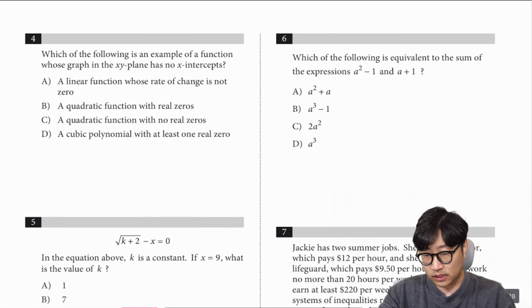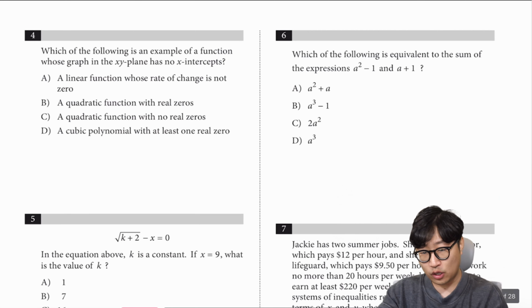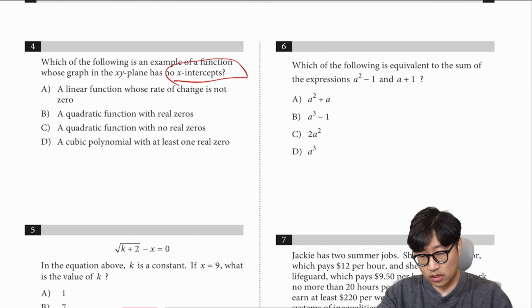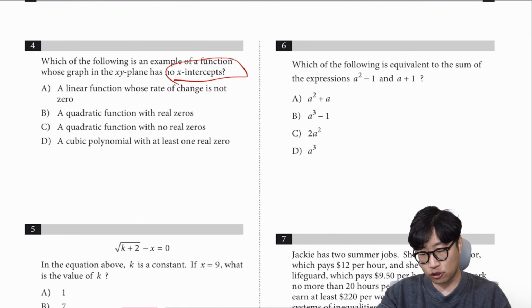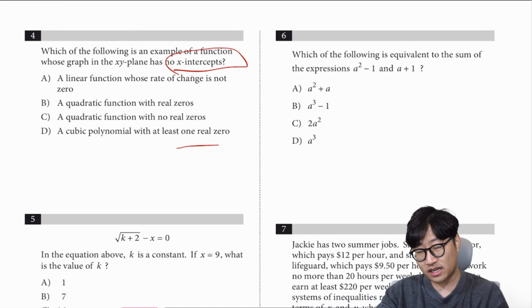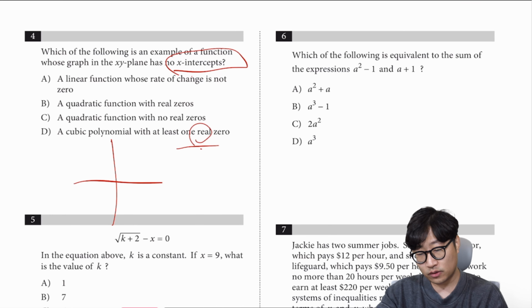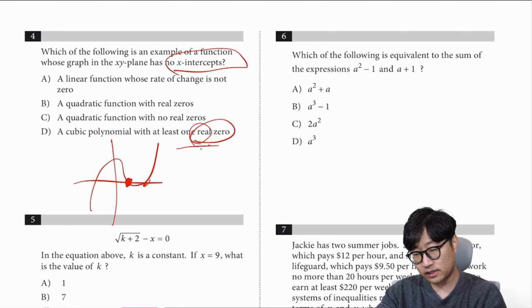Number 4, which of the following is an example of a function whose graph has no x-intercept? So let's see. Well, it shouldn't cross the x-axis, so let's take a look. D, a cubic polynomial with at least one real 0. That just means the fact that it's got a 0, well, 0 means it's going to go through the x-axis. That's a no-no, because we want no x-intercept.